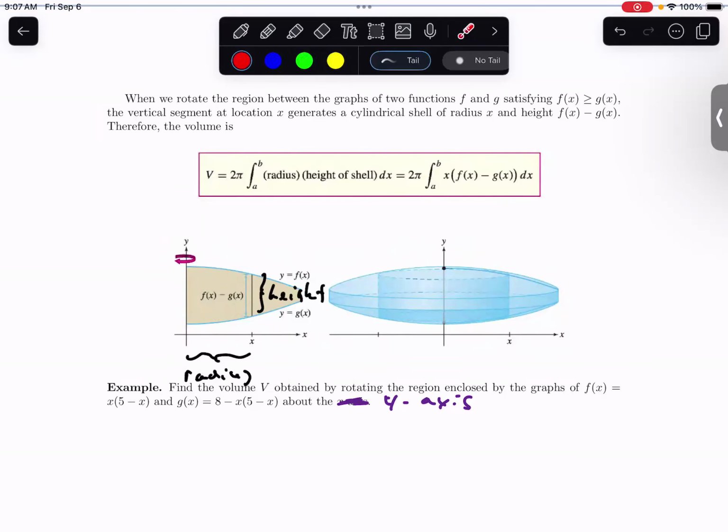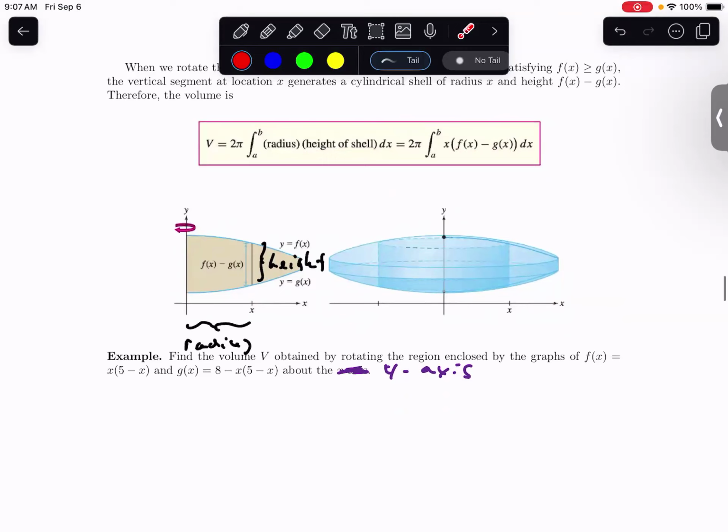And so this is reflected in the equation in the following way. This first equality isn't any different from what was on the previous page. But what changes is the height of the shell. So the height of the shell is now going to be f of x minus g of x. And so that's what's reflected here. Let's look at the next example.